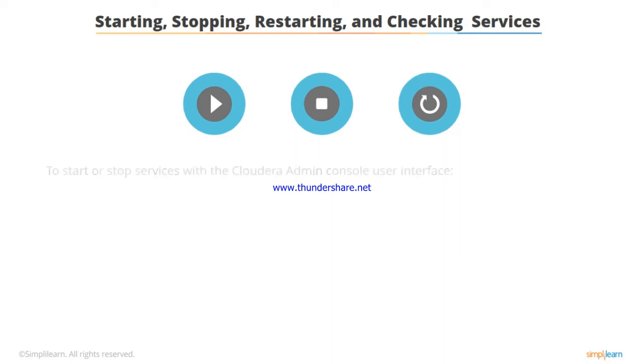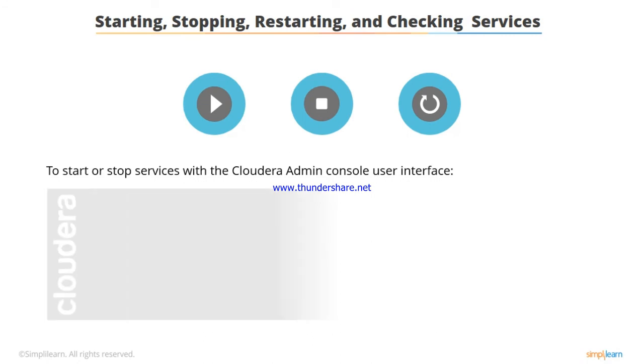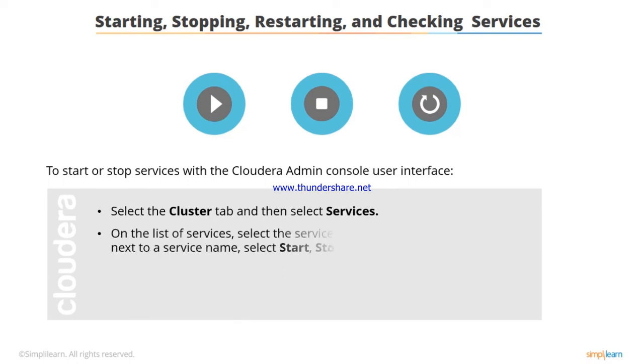Follow these steps to start or stop services within the Cloudera Admin Console user interface. Select the Cluster tab, and then select Services. On the list of services, select the service, and then on the drop-down list next to a service name, select Start, Stop, or Delete as required. Note that the Admin Console shows the depending services and prompts an action on them before proceeding with the starting, stopping, restarting, or deleting of a service.